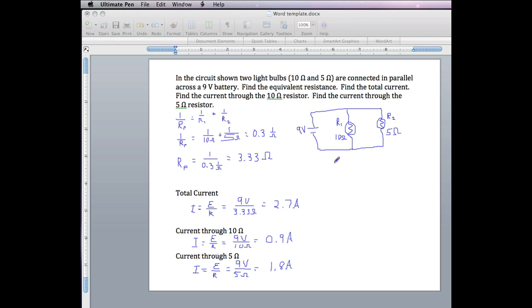This total current is the current in the supply wires, and that's got to be equal to the total current going through the two resistors. So if you add the 0.9 amps and the 1.8 amps together, you get the total current 2.7 amps.